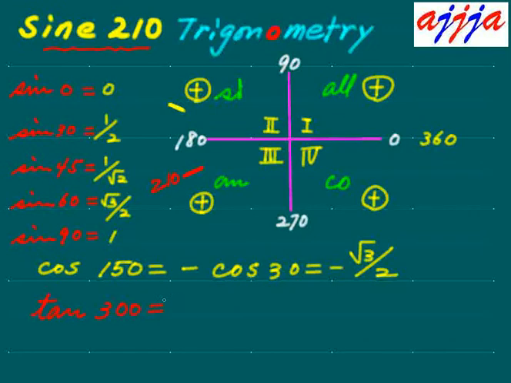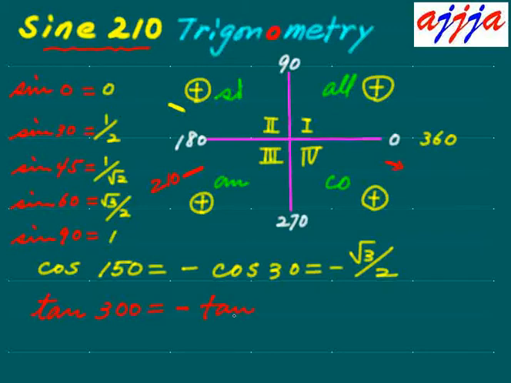Alright, try this monster. Tangent 300. Oh, 300. That means right away you know that 300 is somewhere right here, in the fourth quadrant. In the fourth quadrant only cosine is positive. That means tangent is negative.